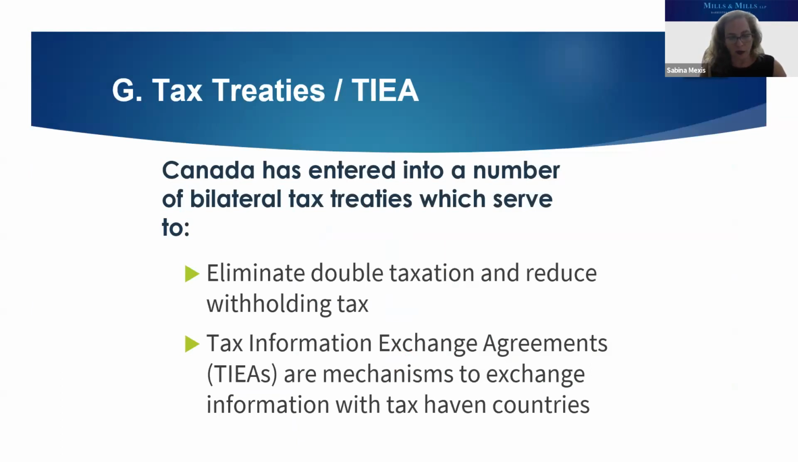Okay, I'm going to talk about this quite quickly. There are tax treaties that Canada has entered into, which serve to eliminate double taxation and reduce withholding tax. And then there is another type of agreement called the Tax Information Exchange Agreement, which are mechanisms, just as they sound, to exchange information with tax haven countries. So in other words, low tax or no tax jurisdictions. Tax treaties are self-explanatory. I'm going to speak just for a minute about tax information exchange agreements. They've been in force in Canada since 2011.